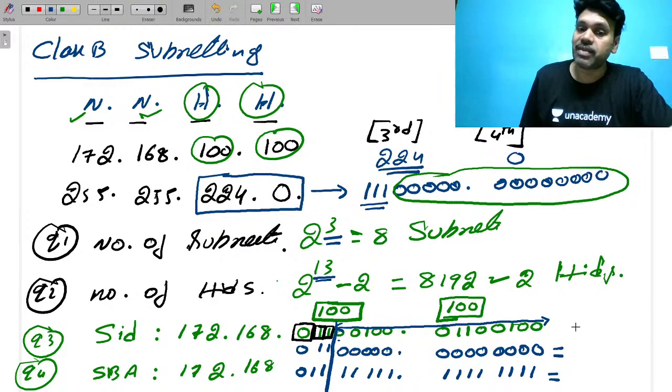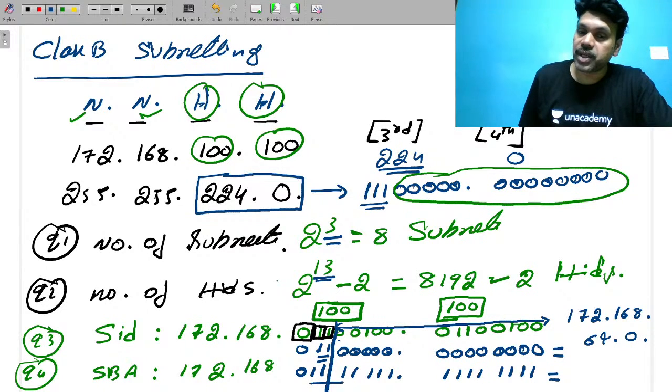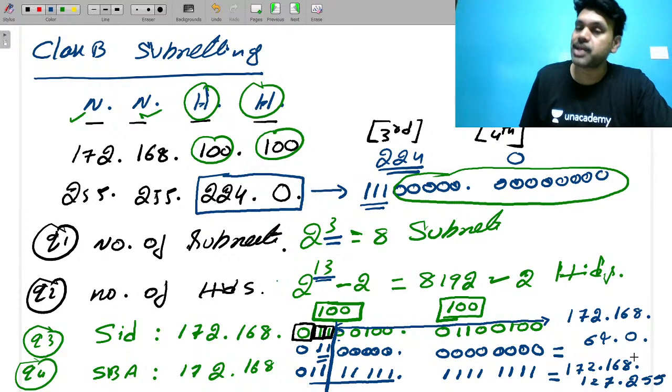So what is the final value of your third octet? First octet is 172, second is 168, then the third octet value: 1, 2, 4, 8, 16, 32, 64, dot 0. And the next one, the subnet broadcast address, is 172.168.127.255.